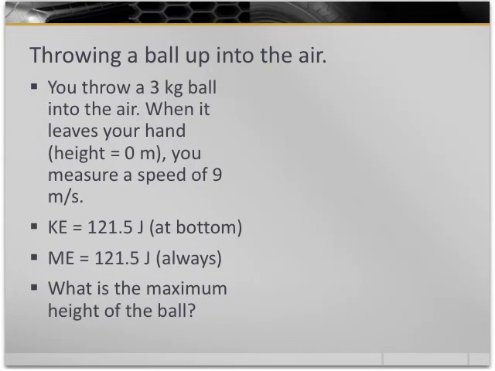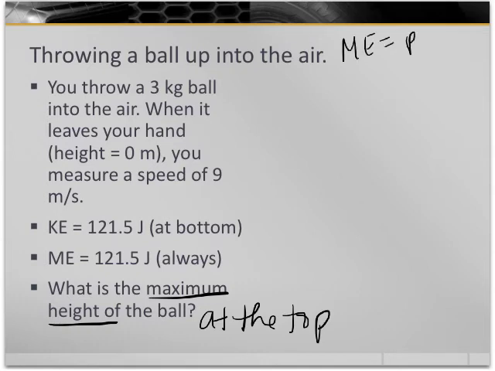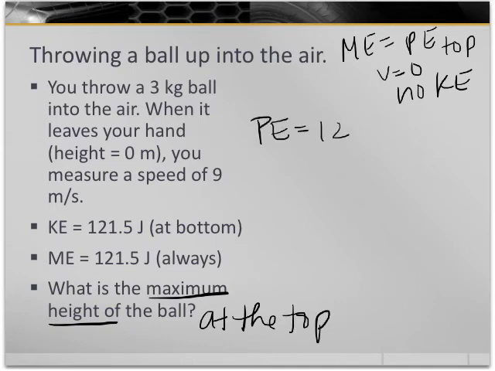Now we throw the 3 kilogram ball in the air. We know our KE, we know our ME. Then we want to know the maximum height. Okay, so that's the highest it can go. That's going to be at the top. So if you remember, at the top, ME is equal to PE, because at the top your velocity equals 0, so you have no KE. So that means at the top our potential energy is 121.5 joules.